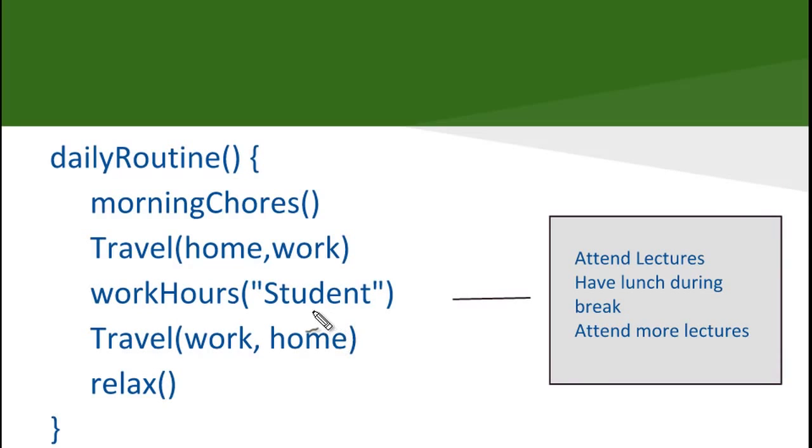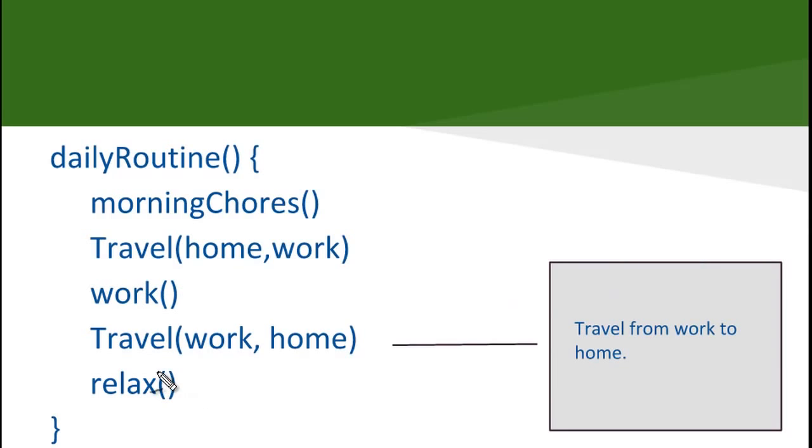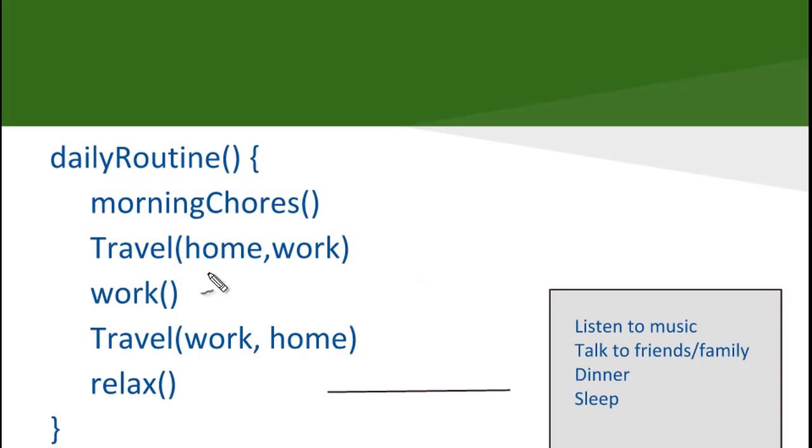Then we have our work hours, where, considering in this example that you are a student, you attend lectures, you have lunch during break, you attend more lectures. Then again you travel, but this time from work to home. So we have this travel from work to home. And the last part, as we saw, was the relax part, in which you, say, listen to music, talk to friends, have dinner, then sleep.